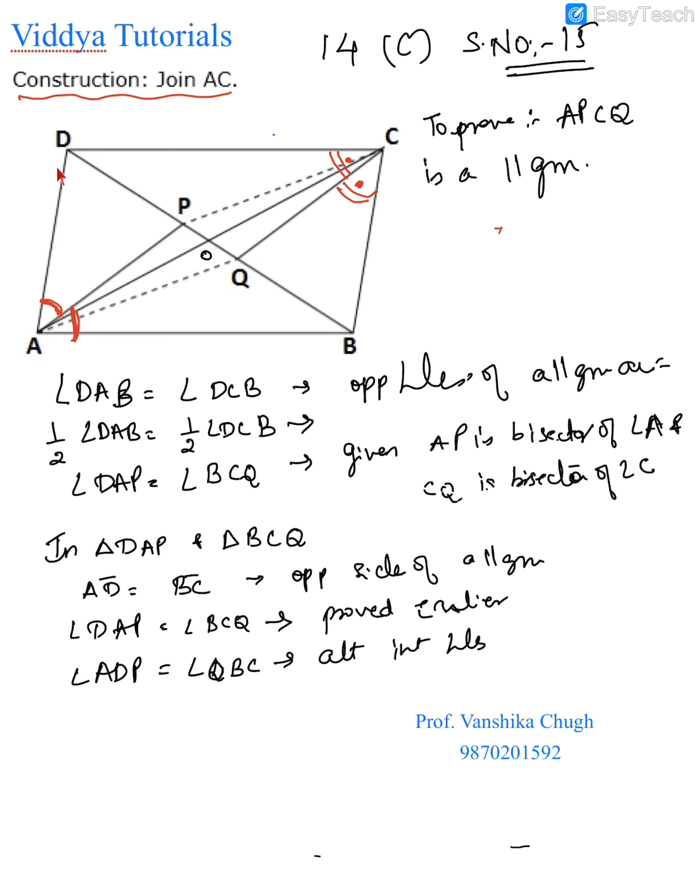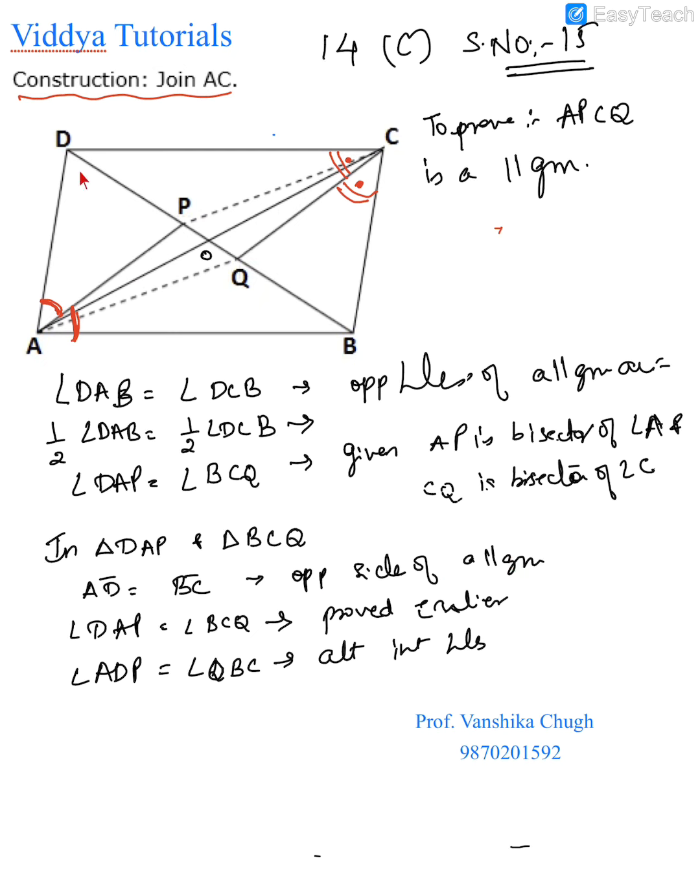Now come to your two triangles DAP and BCQ. These are the two triangles I am looking at, DAP and BCQ. First two conditions are very easy. I have proved this condition. This angle is equal to this angle. I have already proved it. DAP is equal to BCQ. You can write proved earlier. I can prove that AD is equal to BC because they are opposite sides of a parallelogram.